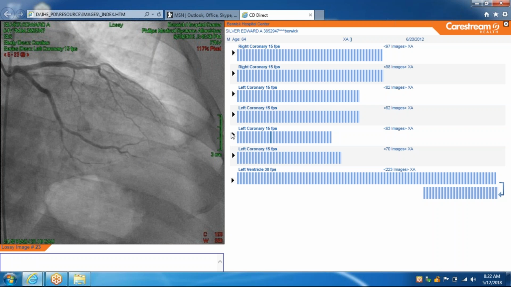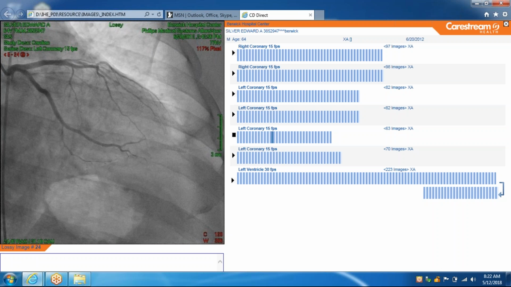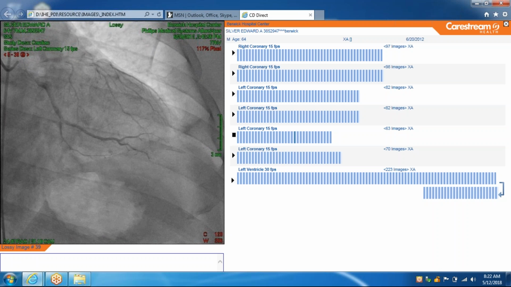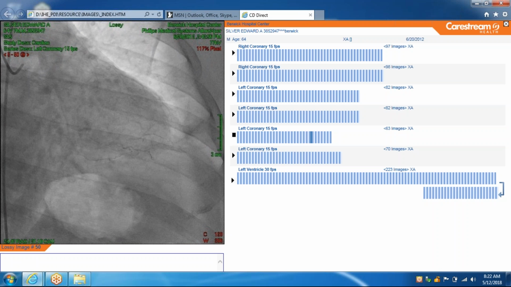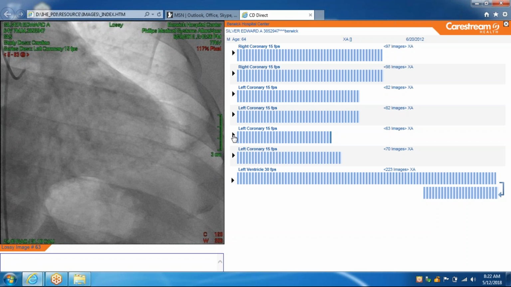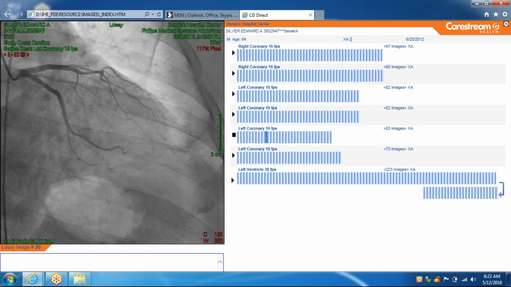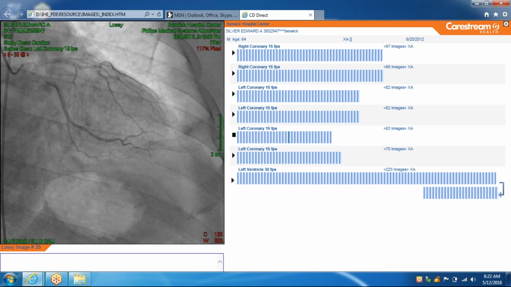So let's play it. All you do is inject contrast material in the vessel and look at the blood vessel. So, circumflex and the LAD. Again, the left main splits into a left circumflex and the LAD.